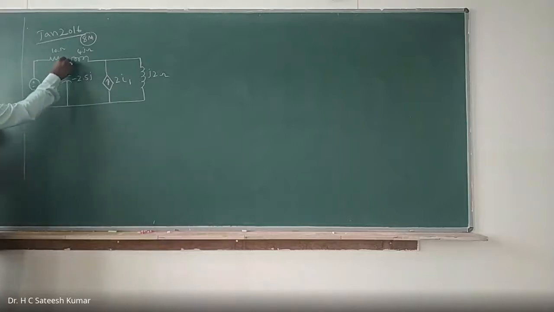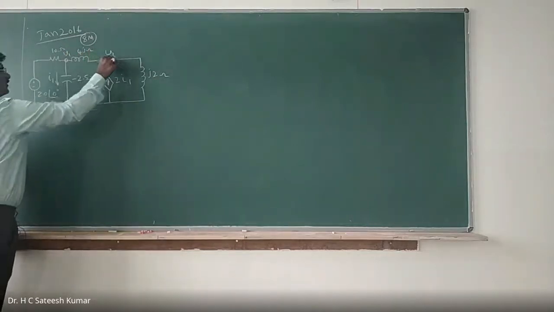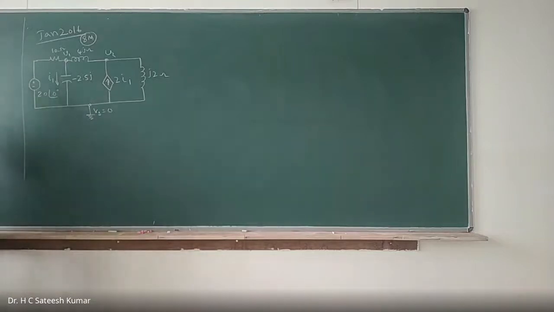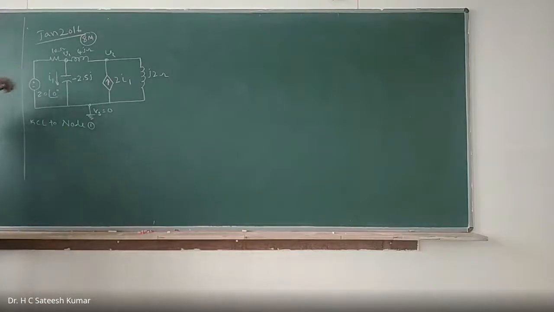First you identify the nodes V1 and V2, and this is V3, which is grounded. Since it is grounded, its potential is 0. Now you apply the KCL to node 1.